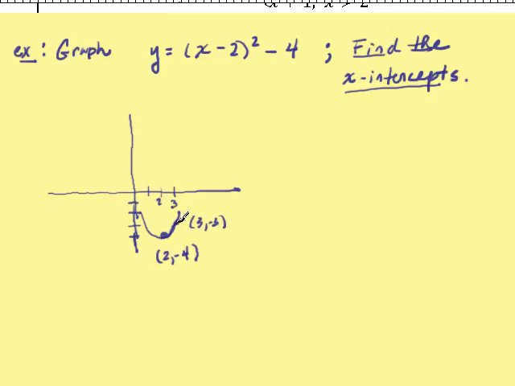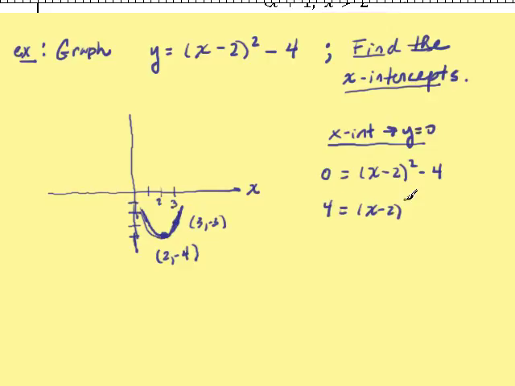Now, in order to draw a more accurate graph, I'd like to figure out where this graph crosses the x-axis. So basically, we're finding x-intercepts. Now remember, to find an x-intercept, we put y equals 0. So that's what we're going to do here. So just put a 0 here. Let's solve this by first solving for x minus 2 squared. So we have 4 is equal to x minus 2 squared. And now we're going to take the plus or minus square root of both sides.